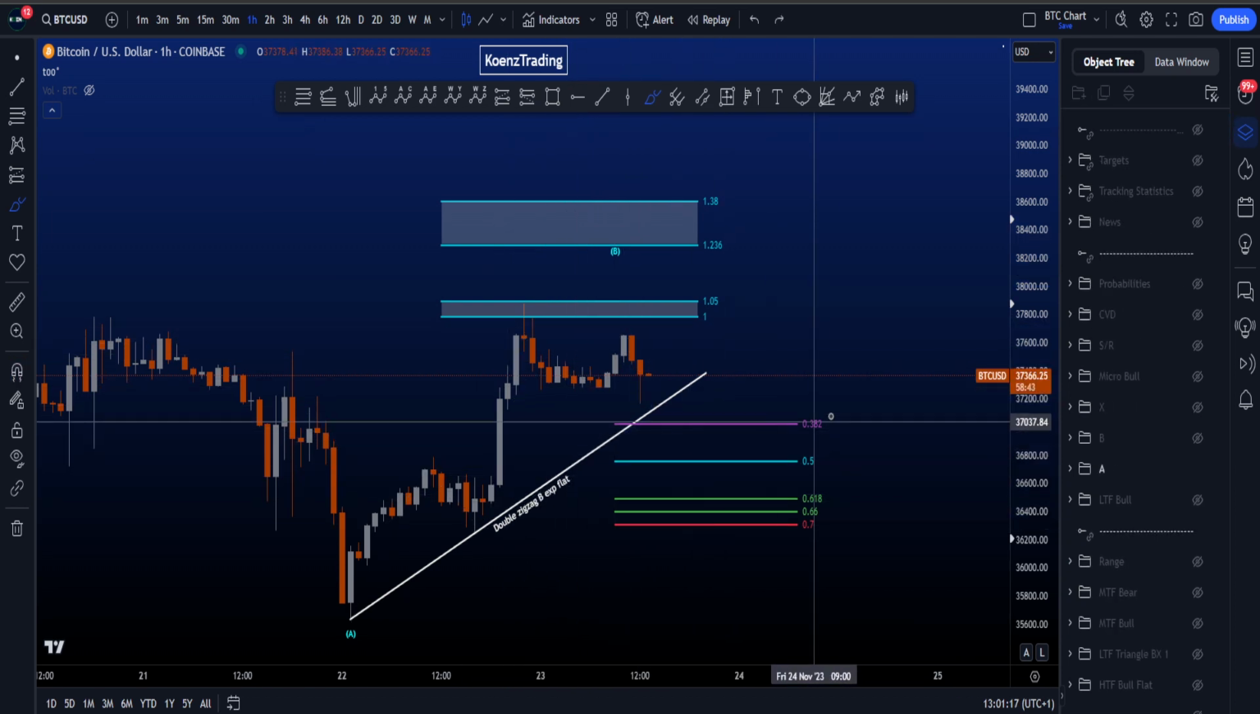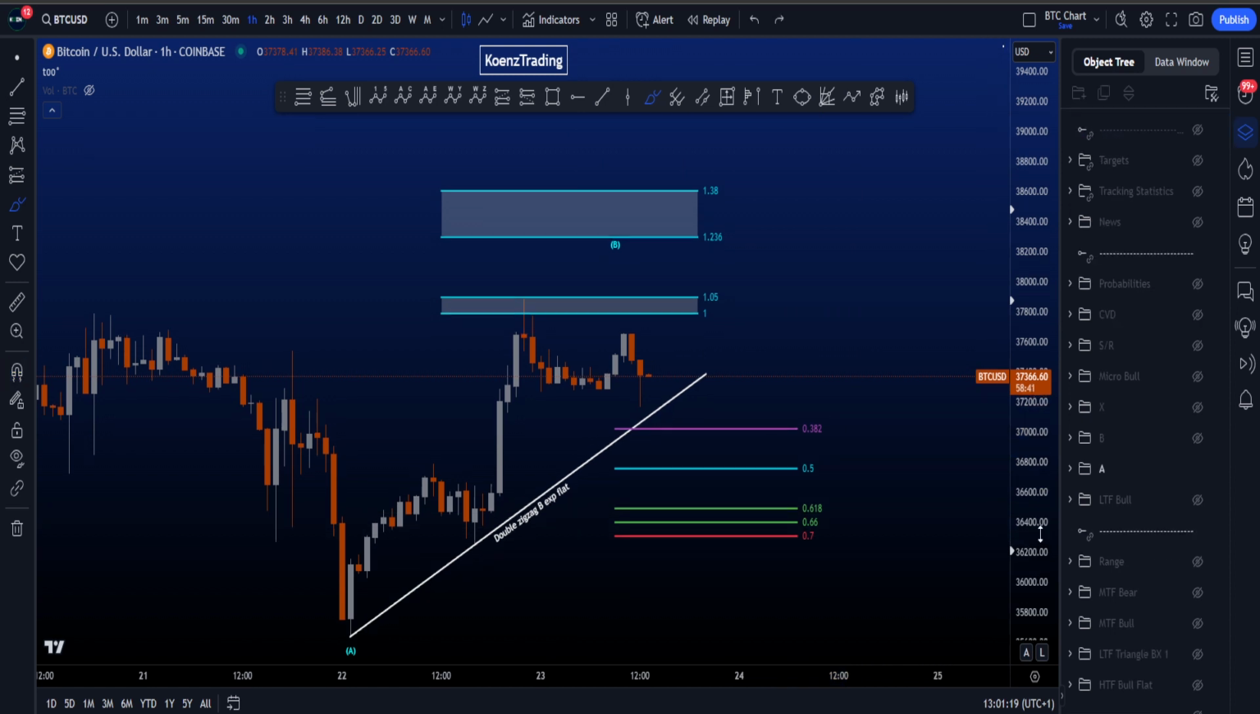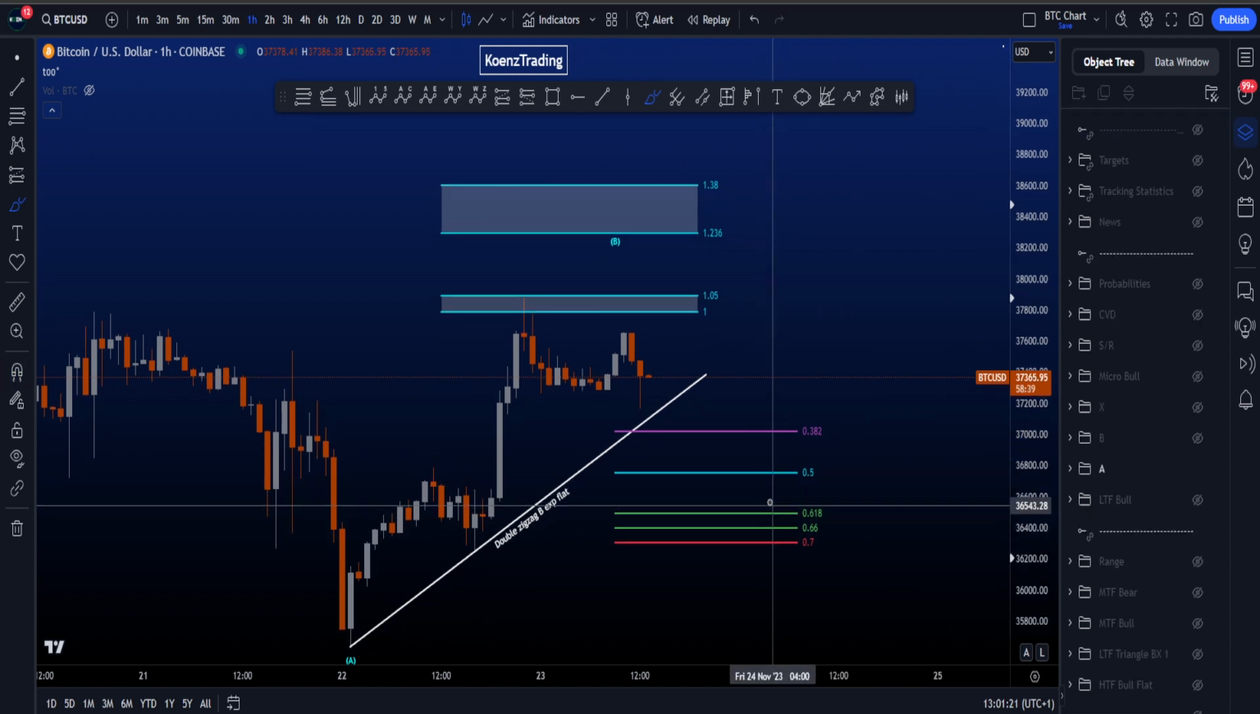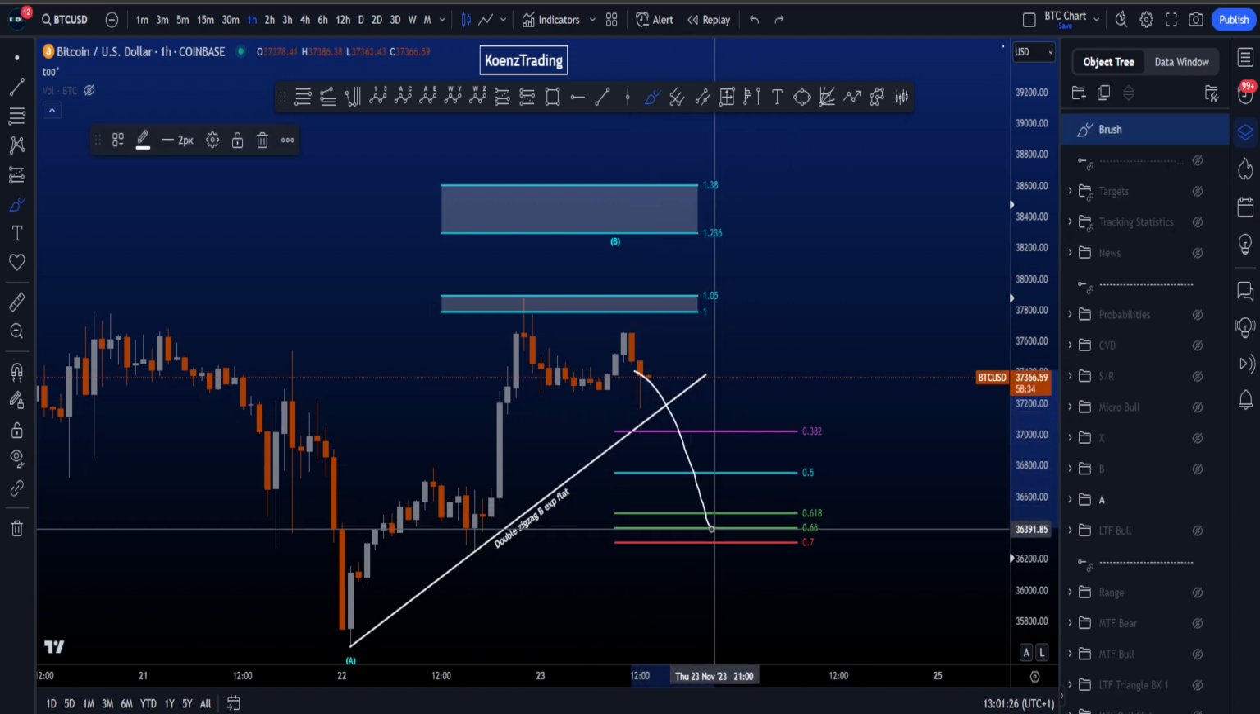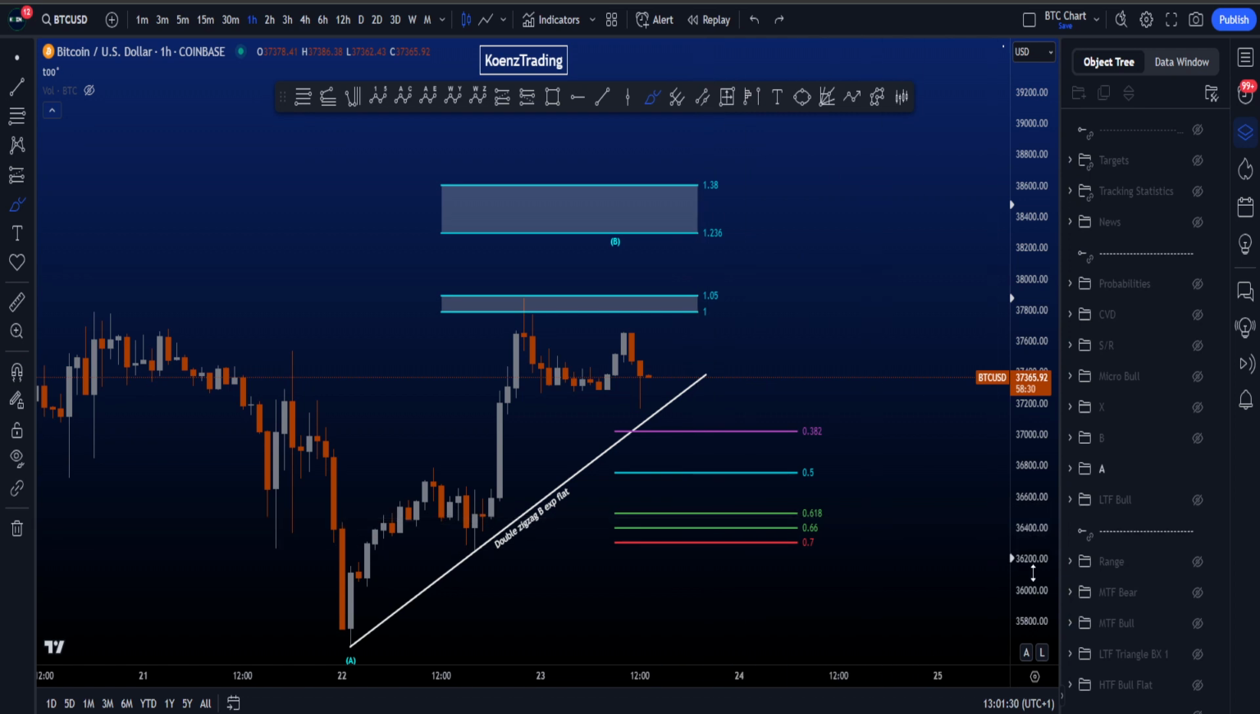So preferably it moves to the 0.382 as a minimum, right? A minimum target for wave X in a double zigzag. The maximum target is the golden pocket, because if price moves lower than the golden pocket and hits the 0.786, it invalidates wave X of a double zigzag.